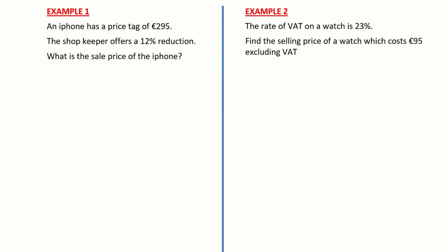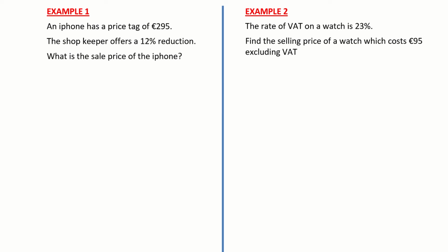So example 1 says an iPhone has a price tag of €295. The shopkeeper offers a 12% reduction. What is the sale price of the iPhone? So basically what this question is telling us to do is to take 12% off €295 first of all. So like I said, we could divide by 100 and multiply by 12. Just a slightly different way of laying it out.